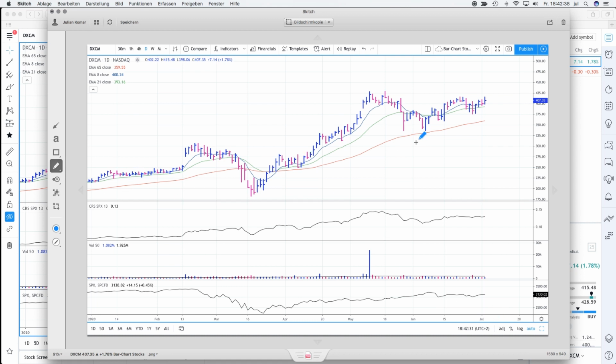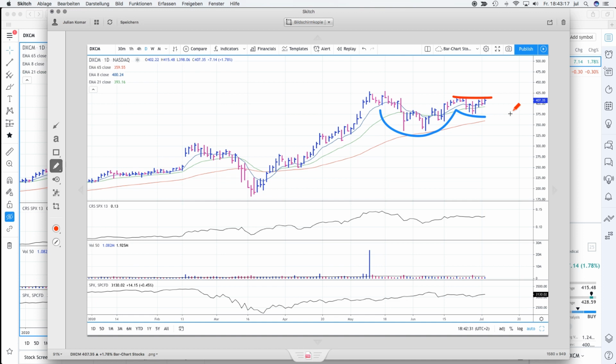You can see that DXCM shows a very nice pattern here, in that case a cup and handle pattern. And you can see also that DXCM provides a clear breakout level. So you can see that the price has now tested this level multiple times, and my expectation is if the price goes above this level, a new trend will be started, and the demand for the stock will also increase, and a new trend will be started here.